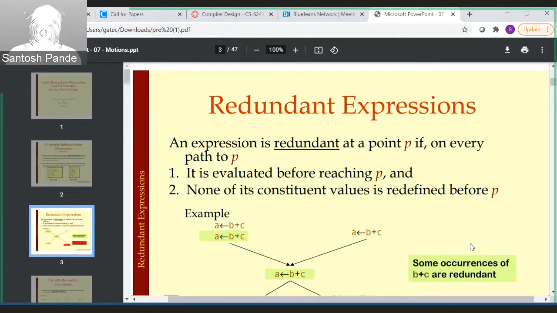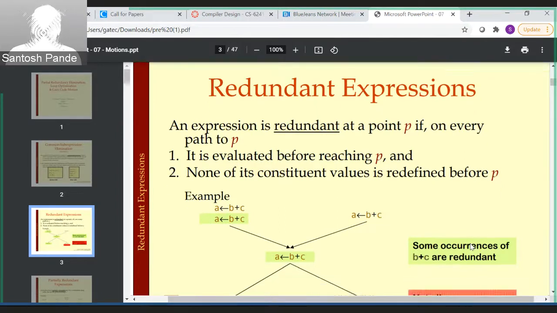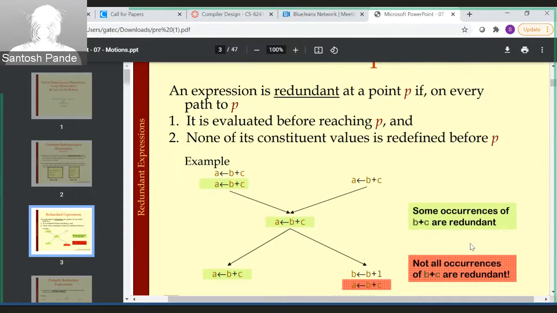So let's quickly recall redundancy. Here is an example of B plus C being evaluated on both sides, and there is a B plus C again being evaluated. So you can see that B plus C was available there at the point of join here. And in this particular case, we could get rid of this B plus C by using the evaluation of this B plus C here or at the top.